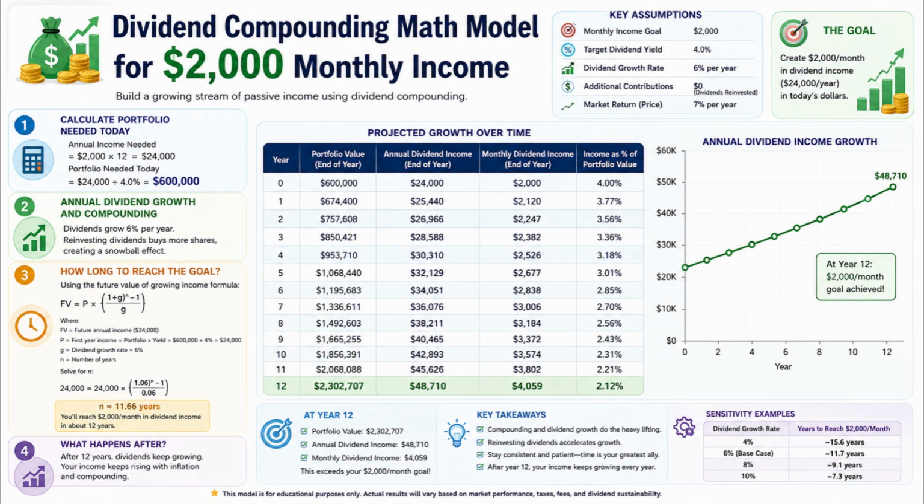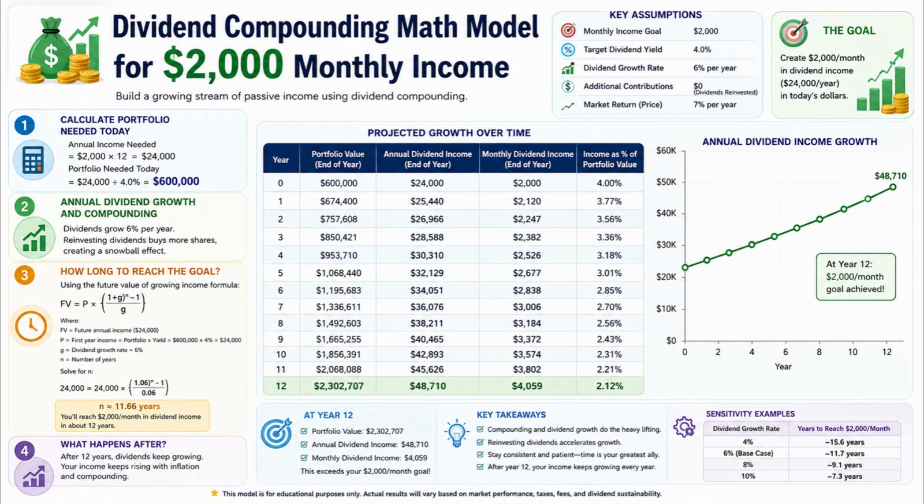4% yield. However, dividend investing becomes more powerful when the income is reinvested and allowed to compound. In this model, dividends are assumed to grow by 6% per year. Reinvesting those dividends purchases additional shares, and those extra shares can generate even more dividends in the following years. As a result, the portfolio and dividend income can grow through a continuous snowball effect.